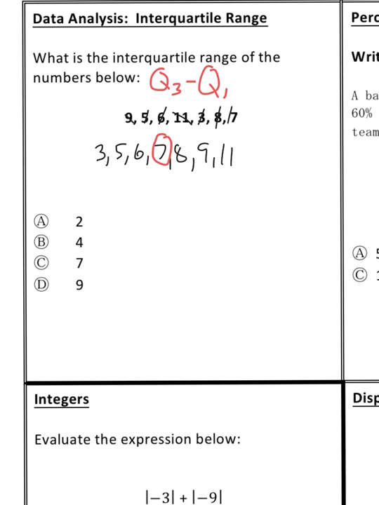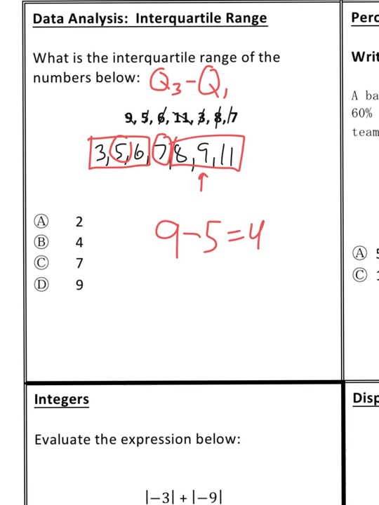To get the quartiles, we have to find the middle of the lower half and the middle of the upper half. So to get Q3, I'm going to start with the middle of the upper half, which is 9. So 9 is Q3. Now I'm going to find Q1. The middle of the lower half is 5. And 9 minus 5 is 4, so if that's what you had, give yourself a C.